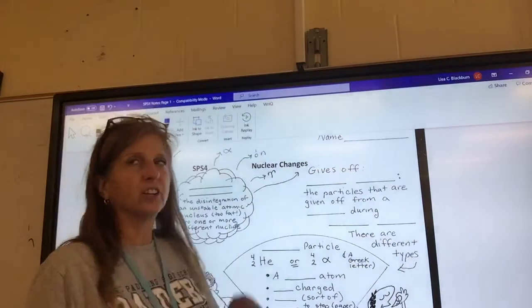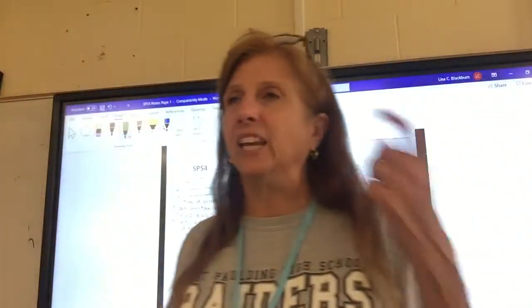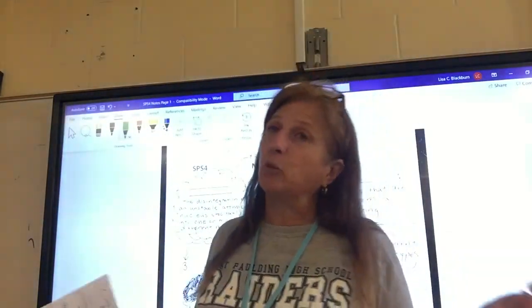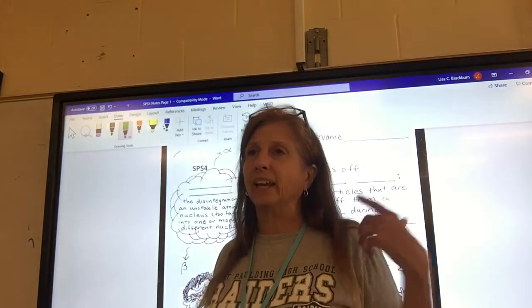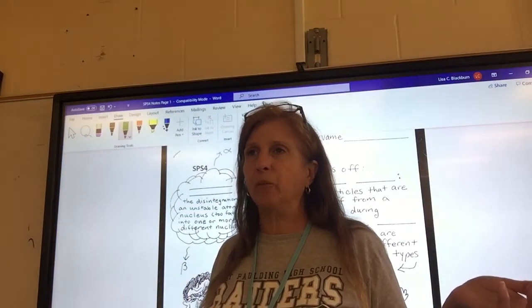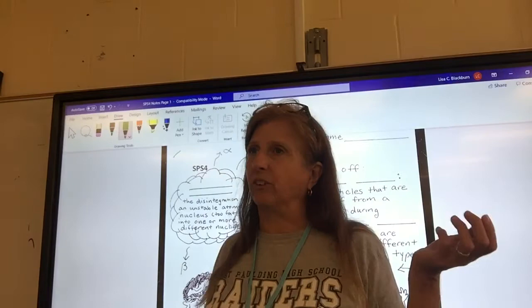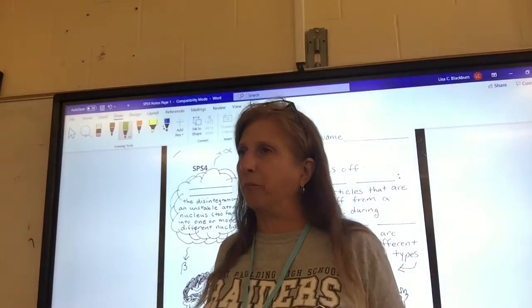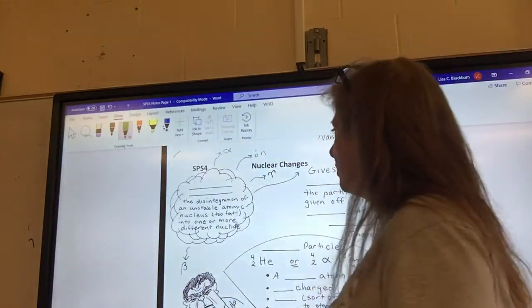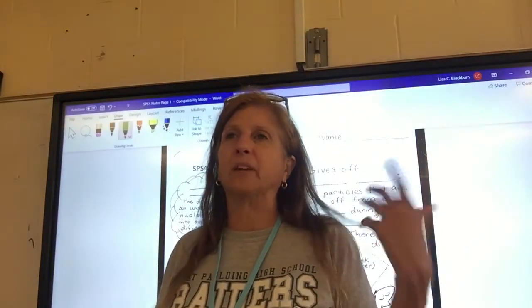All right, so these are nuclear changes, and it's a little mini unit. There's not a whole lot of labs we get to do with this unit, because we can't deal with radiation, can we? I'd be blowing you up or giving you cancer, both of which are highly frowned upon by the school board. So we can't do many labs with this. We have to do more simulations.